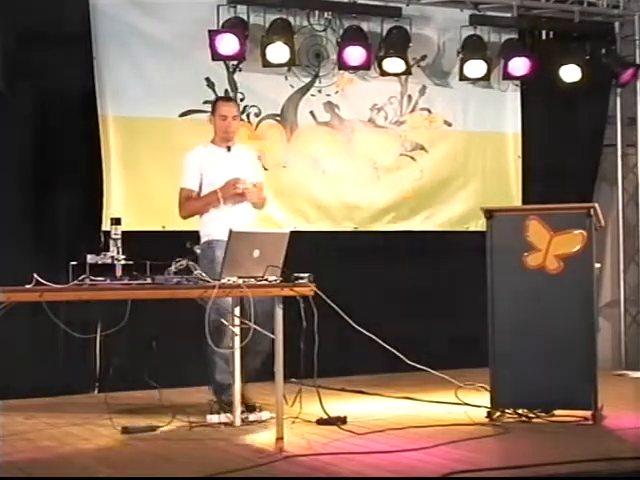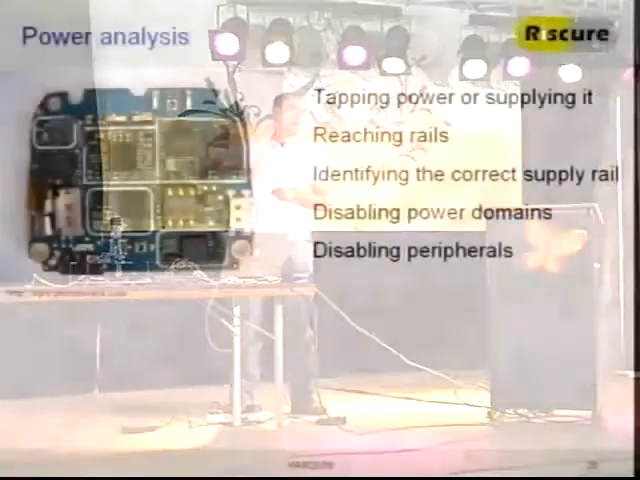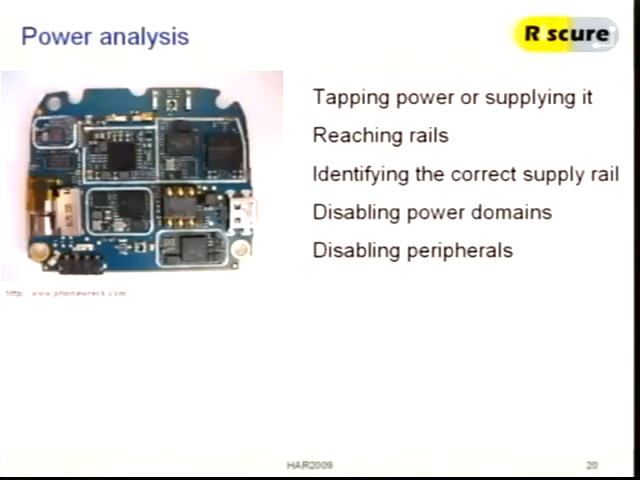Power analysis. So what you see here is a board of a BlackBerry. And the idea is, okay, this is a CPU. It has a secret key. How do I do a power measurement on this CPU? And if you look really carefully, you don't even see traces on that PCB. It's just one flat layer on top, because all the layers are used in the middle of the board.